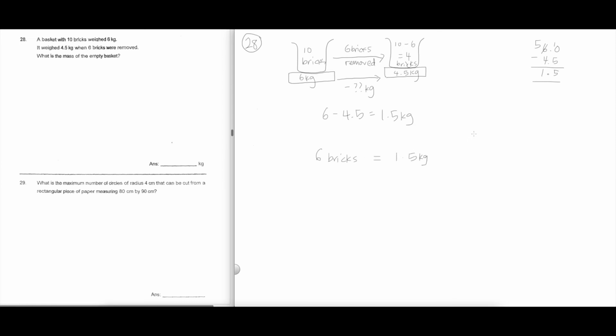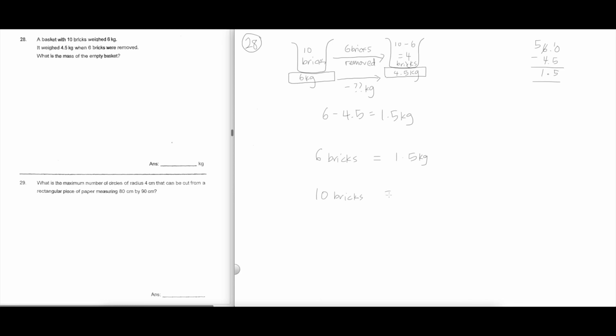will be equals to 1.5 kg. Okay, can you understand? The only thing that changed between the left hand side and the right hand side is the 6 bricks that got removed. So the only thing that changed for my mass is 1.5 kg. So that means the mass of 1.5 kg belongs to the 6 bricks. Alright, so I need to find out what's the mass of 10 bricks.